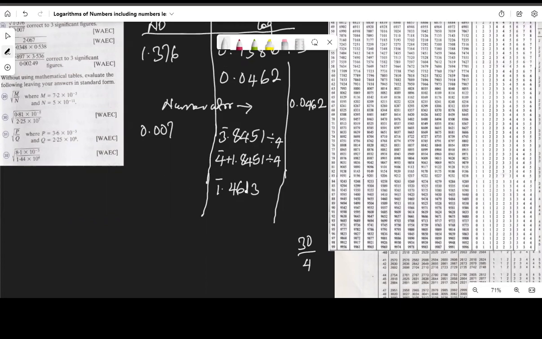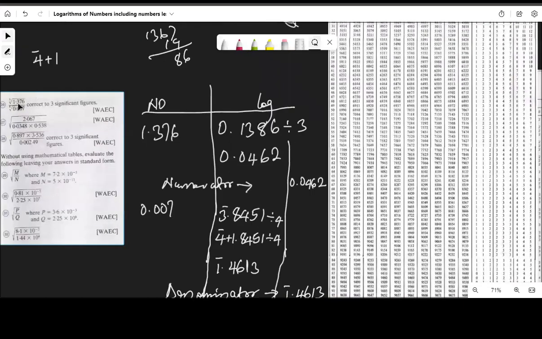No, before that, this is a denominator. The denominator is about bar 1.4613. Now, when dividing numbers, we subtract their logarithms. So, we are dividing the cube root of 1.376 by the fourth root of 0.007.